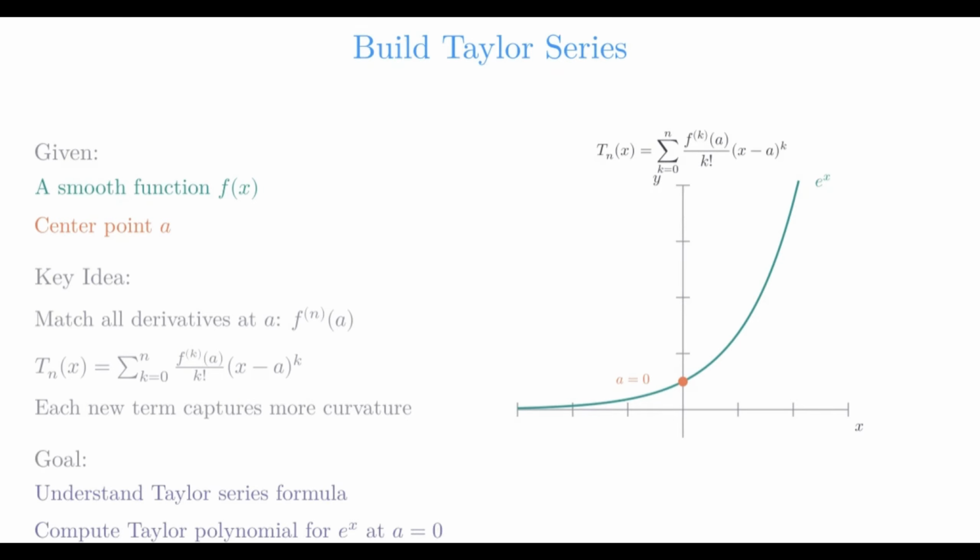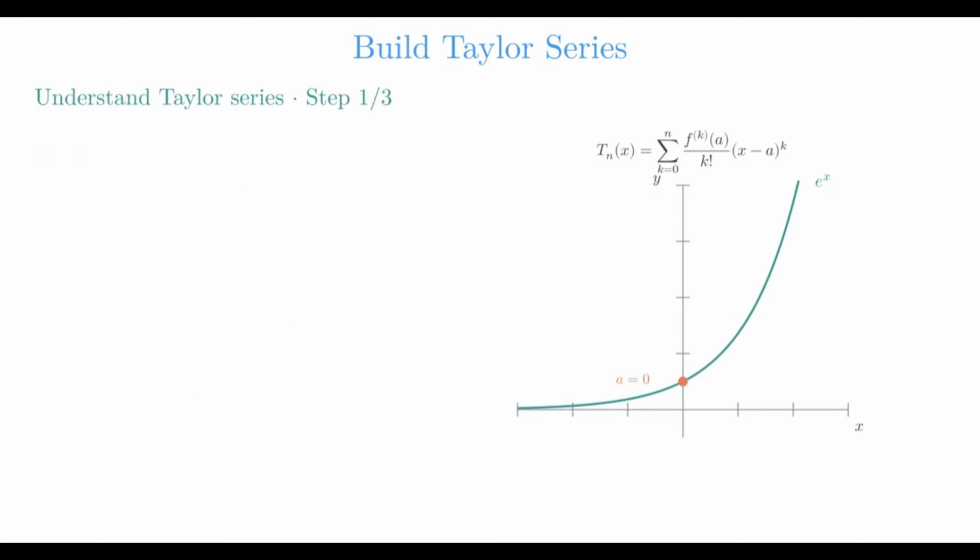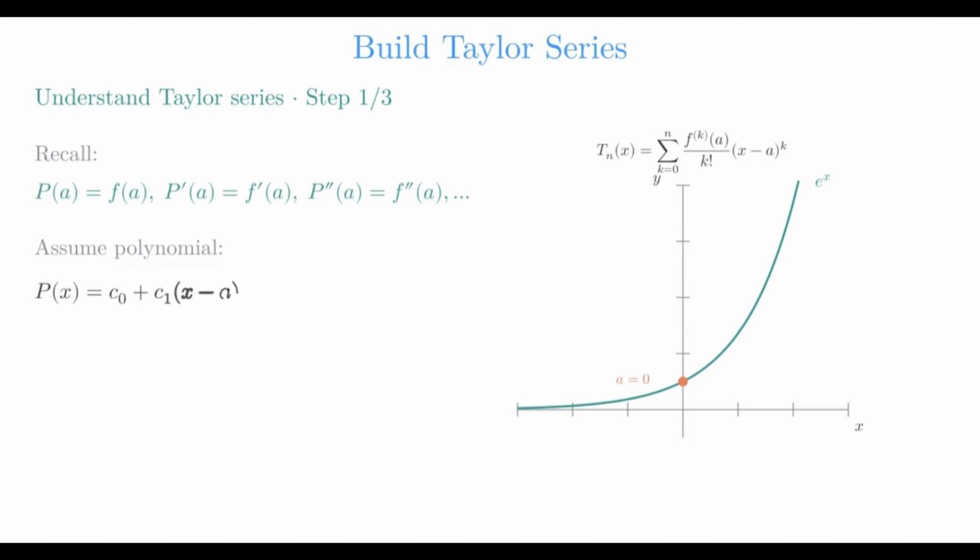Goal: understand the Taylor series formula, compute it for e to the x, and see why more terms give a better fit. Step 1. We want a polynomial p of x that matches f at a, same value, same first derivative, same second derivative, and so on. Assume p of x is a polynomial centered at a with unknown coefficients c0, c1, c2, and so on. Plugging in x equals a, everything vanishes except c0, so c0 equals f of a.